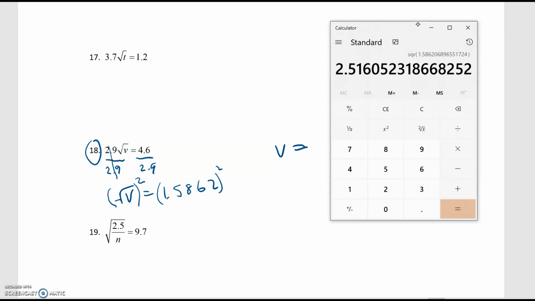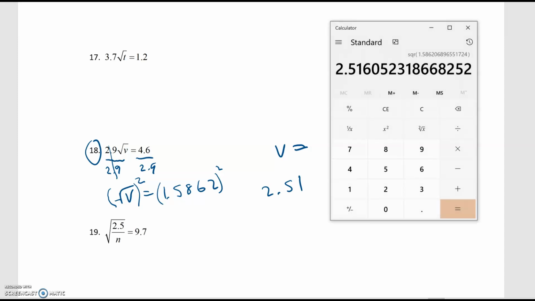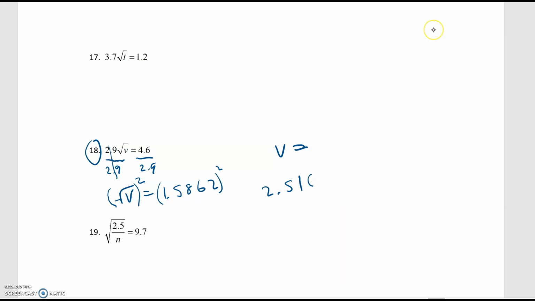So 1.5862 times 1.5862 is about 2.5160523, etc. Let's round it off to 4 digits. The last number is 5 or more, so you round this up to 2.5161. So that's what v is equal to, at least approximately. And so that means if you plug 2.5161 into the v, and you take the square root times 2.9, you'll get about 4.6.